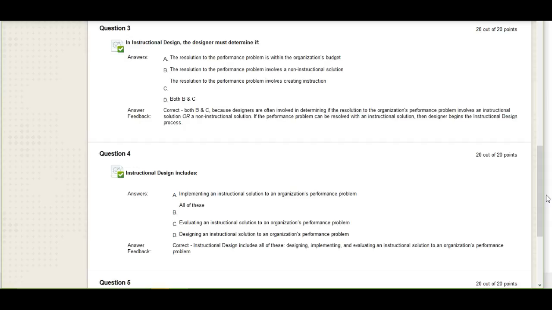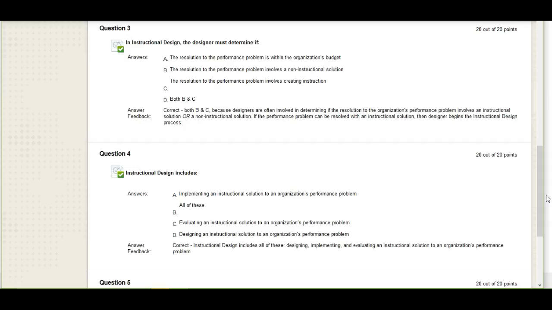The correct answer is both B and C, because designers are often involved in the analysis and determining if the resolution to the organization's performance problem involves an instructional solution or a non-instructional solution. If the performance problem can be resolved with an instructional solution, then the designer begins the instructional design process.